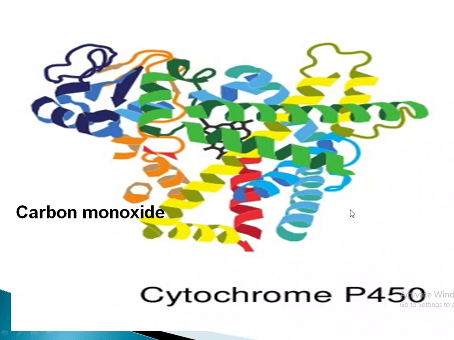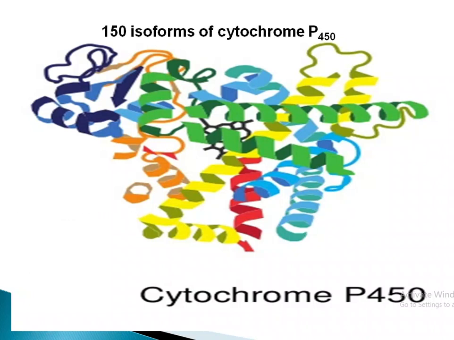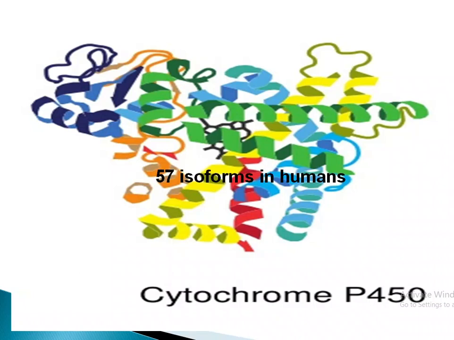There are 150 isoforms of cytochrome P450, which include both humans and other organisms, and there are 57 isoforms of cytochrome P450 which are found in humans. Most of them have a molecular weight of about 55 kilodaltons. It is abbreviated as CYP. And most of the forms are inducible.